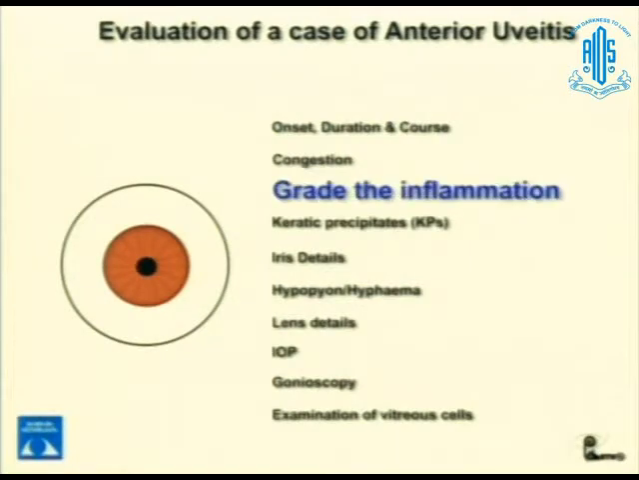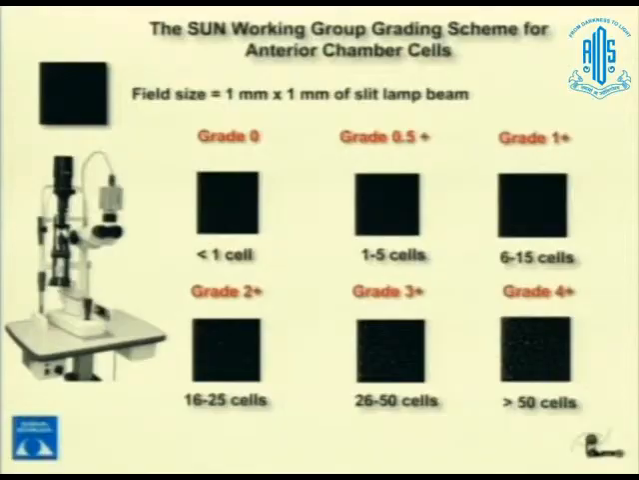The next parameter is grading the inflammation. So grading the inflammation can be done with a slit-lamp beam of field size 1 millimeter into 1 millimeter, where we count the number of the cells and grade this inflammation from 0 to +4. The trace grading is marked as 0.5.